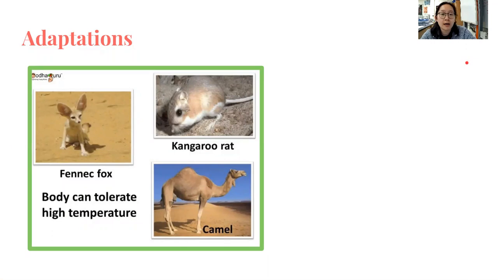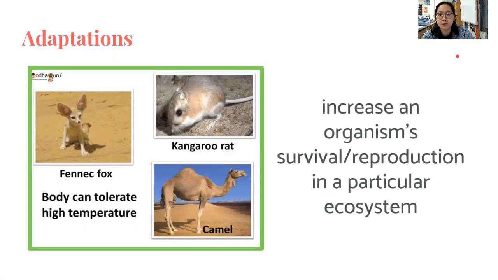Adaptations are things that help organisms survive better and have higher fitness in an environment. So they increase the organism's survival and therefore increase their reproduction, because you've got to survive to mate, right? And they are usually geared towards a specific ecosystem or specific habitat.